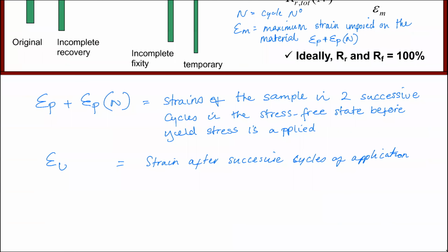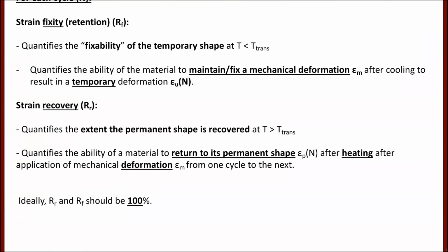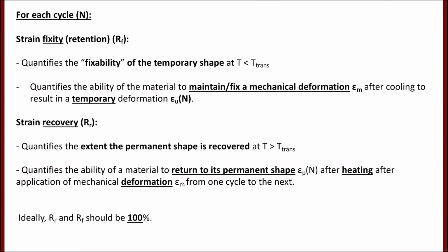Let me get rid of this. So you'll see lots of examples of these as we go along. And I apologize now, when we get a little bit further on, there is a bit where I'm basically just reading from the slides and telling you exactly what's there, because it's giving you all the information on the different kinds of polyurethane soft segments and hard segments that you can incorporate in order for them to become shape memory polymers. So for each cycle, we can measure the strain fixity and the retention. So that quantifies the fixability of the temporary shape.